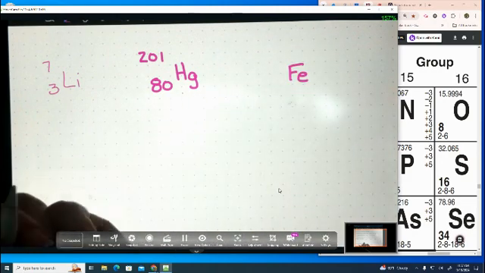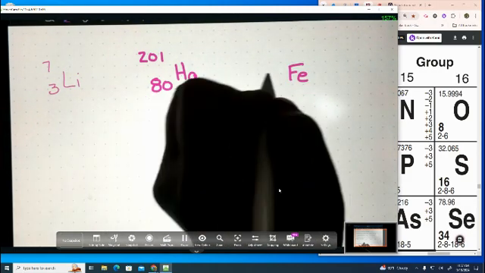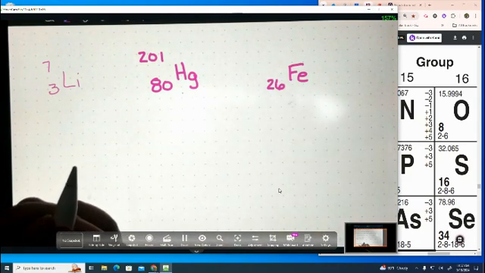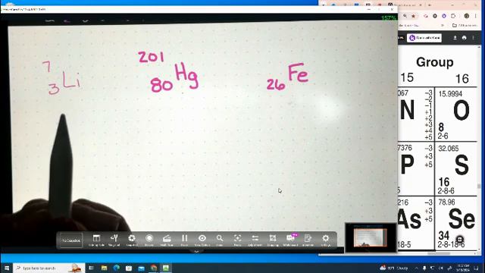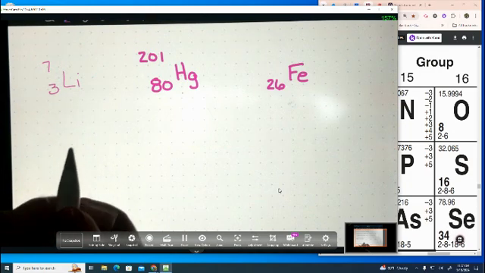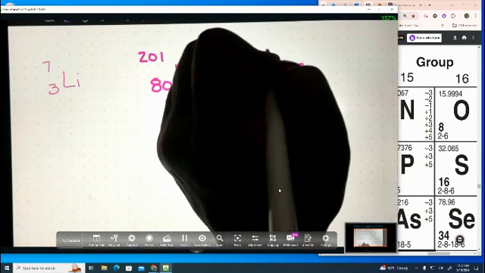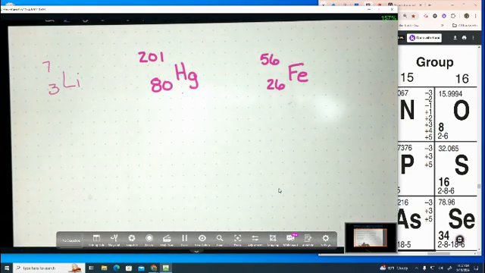And then finally we had iron, right? The symbol for iron is Fe. What's the atomic number of iron? 26. What is its mass number? 55 point something. So let's go with 56. Any questions on this paper?